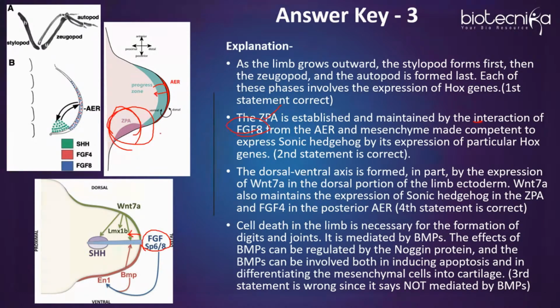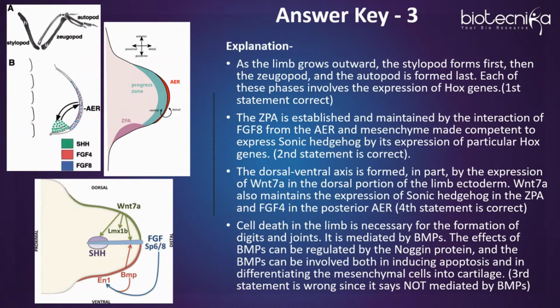So basically the ZPA is established and maintained by this FGF8, but there is something which is only towards the posterior. That will come from the cells towards the posterior, which are made competent to express sonic hedgehog. And that depends on the respective Hox genes. There are some Hox gene layers which are expressed. Wherever there is a specific Hox gene, that side only will be the posterior. A little before that Hox gene, that side will be anterior. Like that, they get their signal.